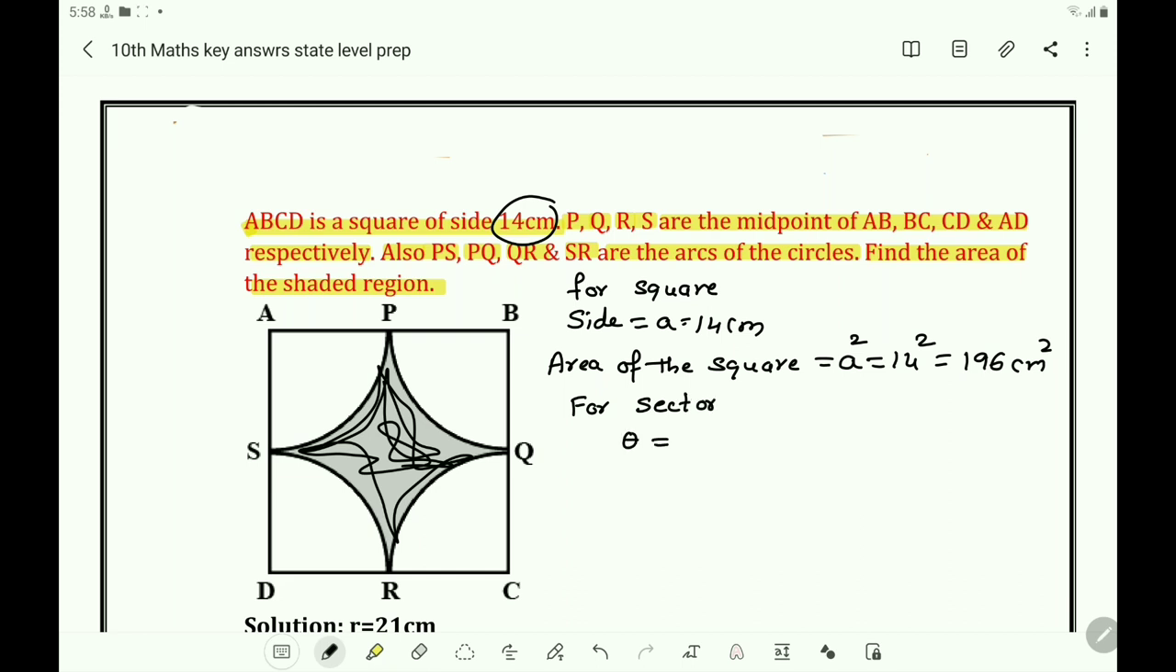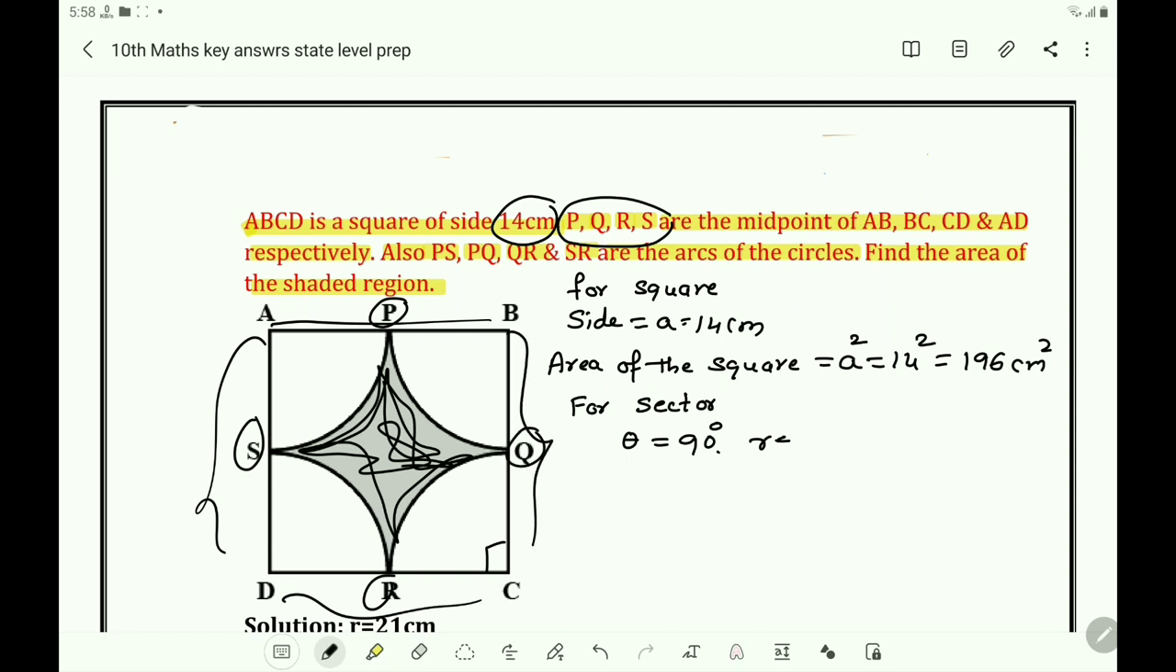What is theta? Theta is equal to 90 degrees. Four sectors are there, each having an angle of 90 degrees and the same radius. Here you can observe PQRS. P is the midpoint of AB, S is the midpoint of AD, R is the midpoint of DC and Q is the midpoint of BC. So the radii QC, RC, DR, DS are all equal to how much? That is half of the side of the square. So it is 7. All are 7. So you can take R equals 7 centimeter.